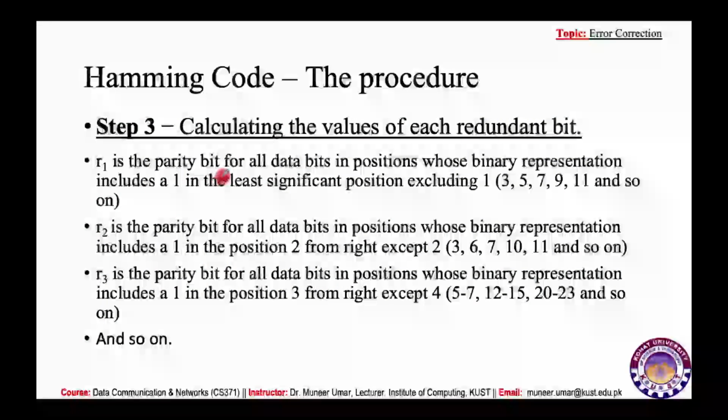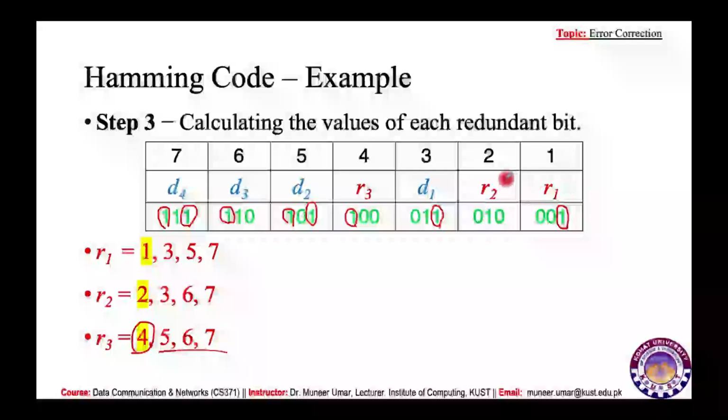R1 is the parity bit for all data bits in positions whose binary representation includes a 1 in the least significant position, or least significant bit LSB, excluding the first. This one is actually R1. So R1 is taking 3, 5, 7, 9, 11, and so on, because the bits for these positions have their first bit equal to 1.